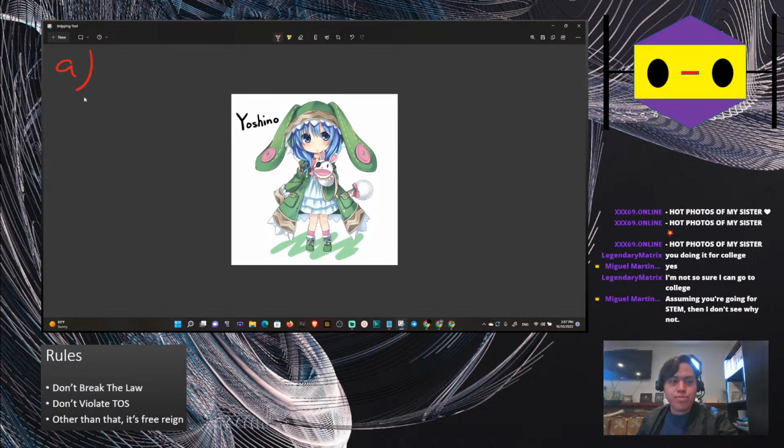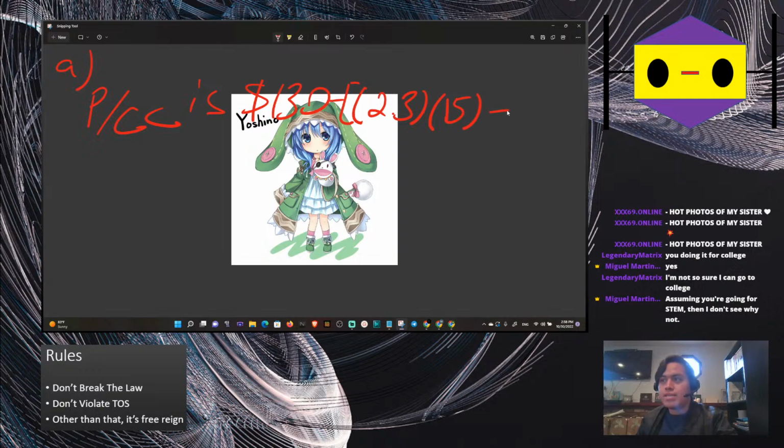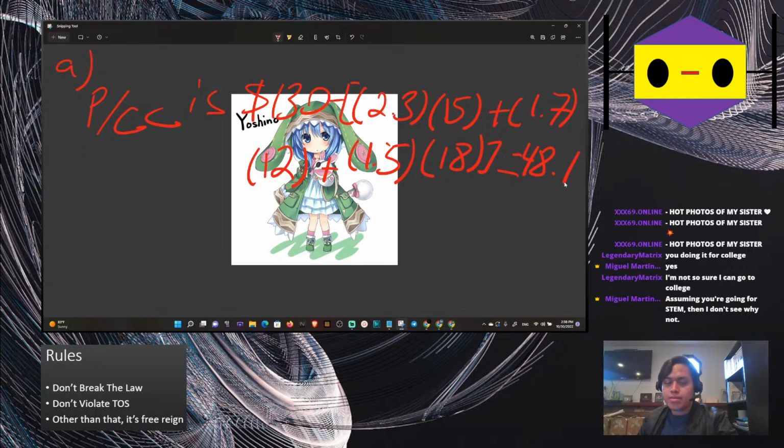So the way that it says is profit per contemporary cabinet is $130, which is from the question, minus open bracket, open parentheses, 2.3, close parentheses, open parentheses, 15, plus open parentheses, 1.7, close parentheses, open parentheses, 12, close parentheses, plus open parentheses, 1.5, close parentheses, open parentheses, 18, close parentheses, close bracket, is equal to 48.1.